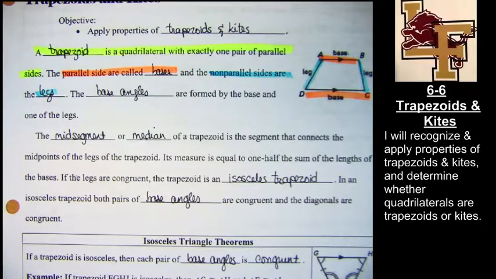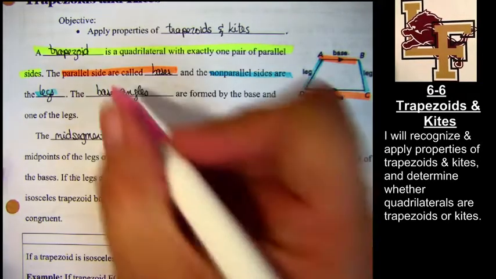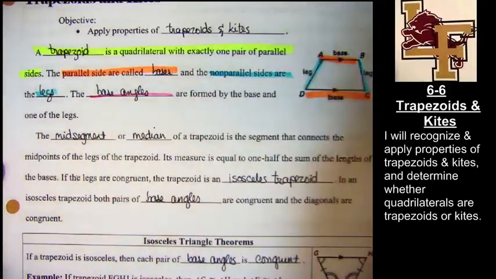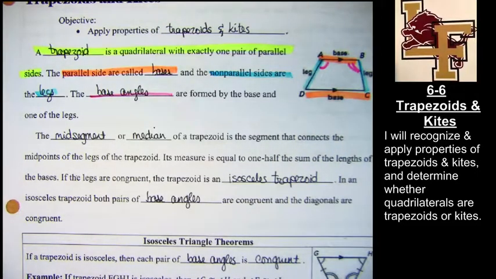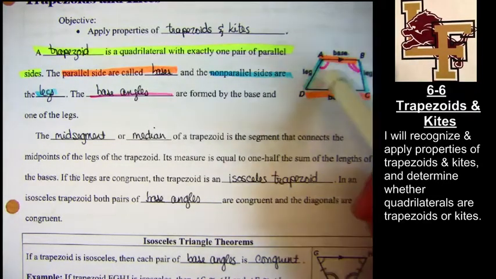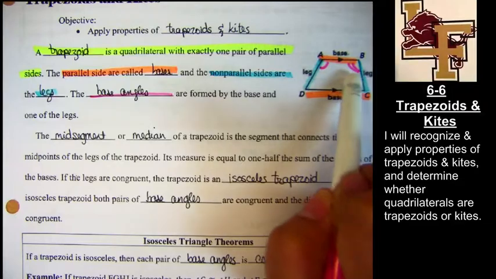Now, the base angles are going to be formed by one of the bases and the legs. So, like, those 2 angles are the base angles. They don't necessarily have to be congruent. If they are, it's something special. We're not there yet, okay? So right now we're going to allow those angles to be anything we want. But these are the base angles, okay?